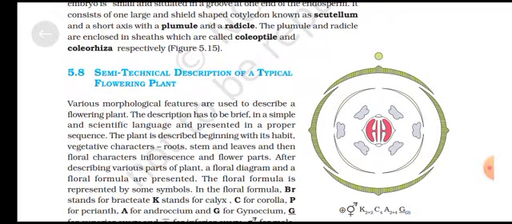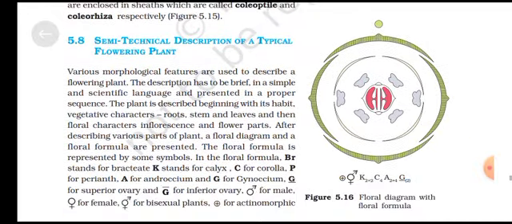Semi-technical description of a typical flowering plant. Various morphological features are used to describe a flowering plant. The description has to be brief, in a simple and scientific language, and represented in a proper sequence. The plant is described beginning with its habit, vegetative characters, root, stem and leaf, and then floral characters, inflorescence and floral parts.